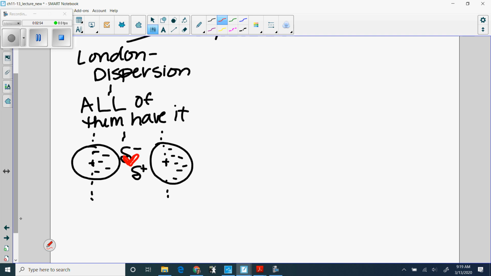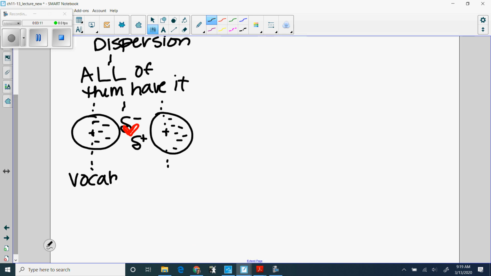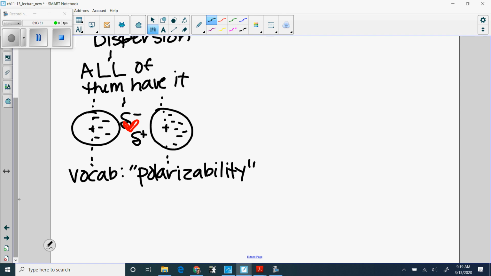Intermolecular force is just like a magnet. Positives and negatives, it's in between. Not inside, the inside causes it, but the actual force is in between. The vocab word for that is called polarizability. Polarizability means the electron scooching to one side. If there are lots of them, this can be very strong.